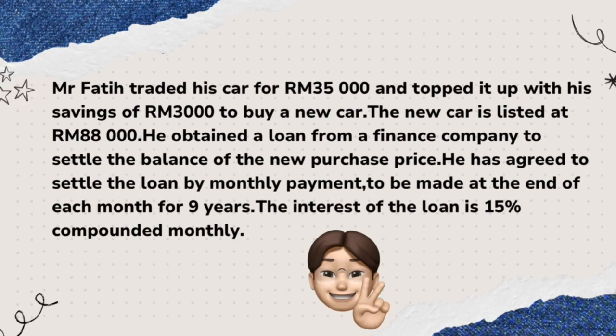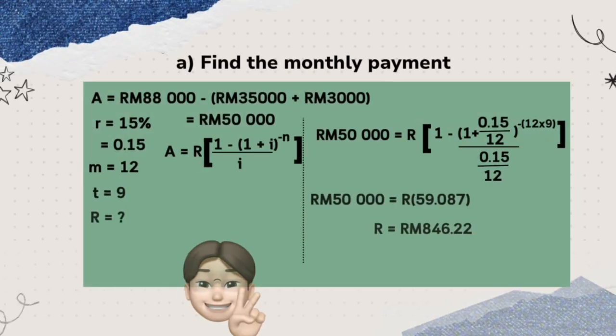Mr. Fatih traded in his car for RM35,000 and topped it up with his savings of RM3,000 to buy a new car. The new car is listed at RM88,000. He obtained a loan from a finance company to settle the balance of the new purchase price. He has agreed to settle the loan by monthly payments made at the end of each month for 9 years. The interest of the loan is 15% compounded monthly. A. Find the monthly payment.